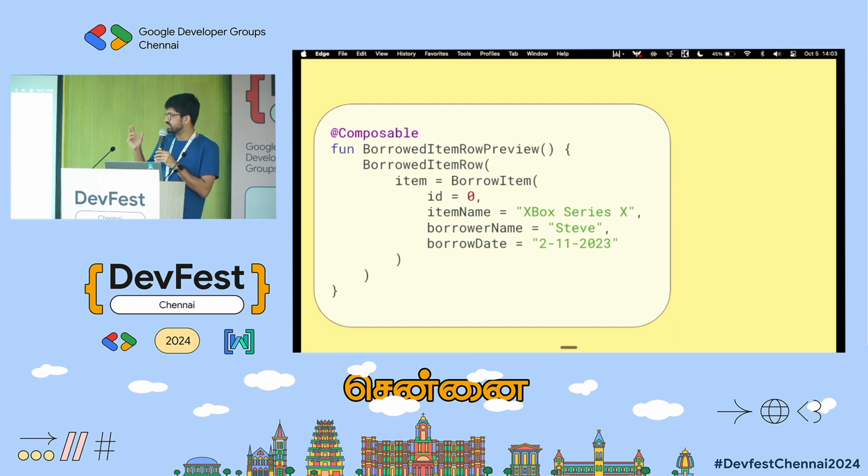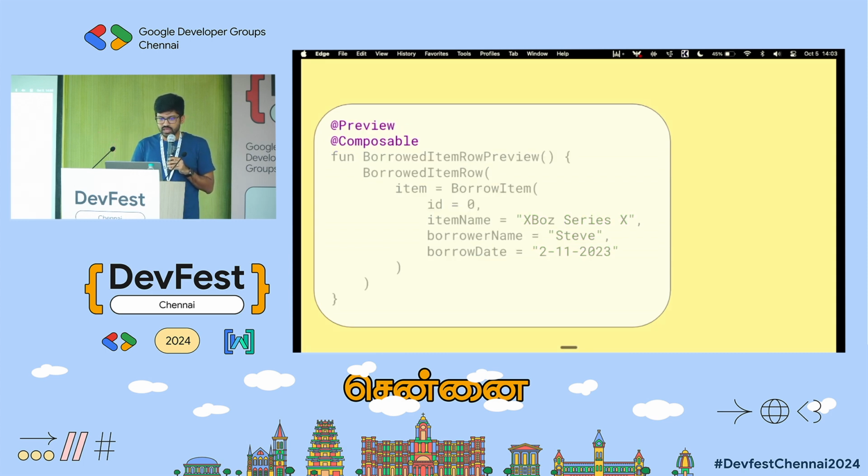Okay, so this is the structure of a composable. You have a method which is annotated with the @Composable annotation, and you have a composable inside it. I have named this method BorrowedItemRowPreview. You will eventually see the UI behind this, but this is how you would start creating a preview. And then you just add the @Preview annotation. So for a preview to exist, you need to have an @Preview annotation as well as an @Composable annotation.